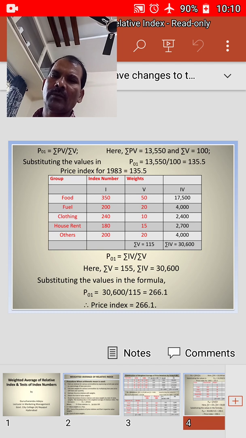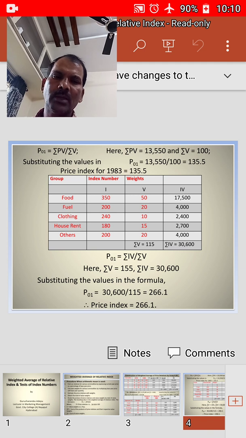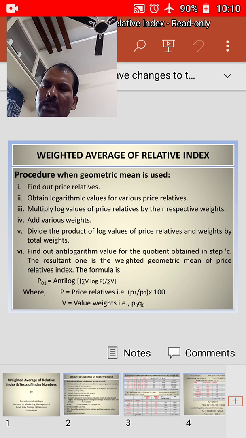Now, we need to substitute the same in the formula, that is P01 is equal to sigma IV by sigma V, whereas sigma IV is equal to 30,600 and sigma V is equal to 115, which is equal to 266.1. Therefore, price index is equal to 66.1. Right. Now, we will consider geometric mean.